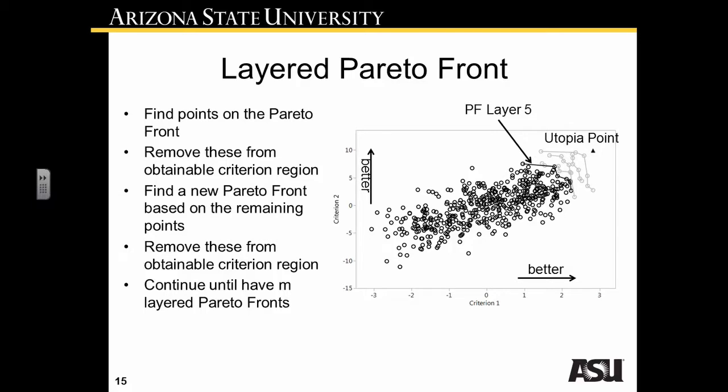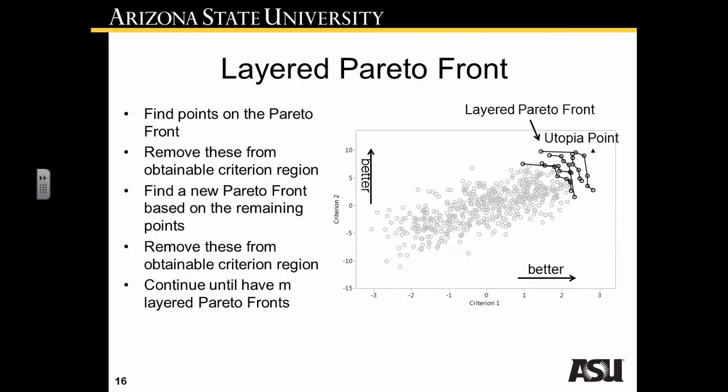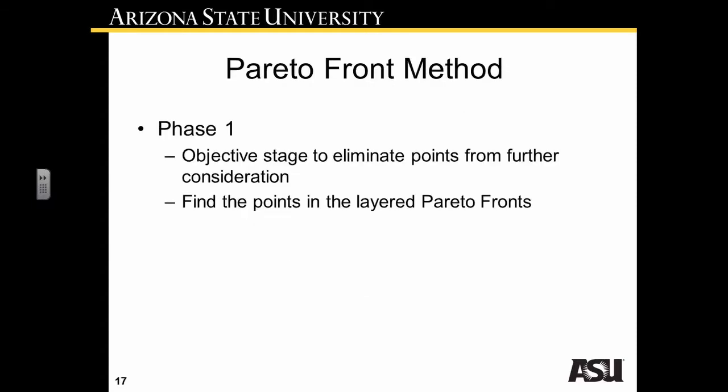And here's an example with 5 layers in our Pareto front. So here is our layered Pareto front, these points highlighted. Every other solution that's been grayed out has been eliminated from further consideration. Every solution in this region is beaten out by at least one solution in the layered Pareto front on at least one criterion. So we use these layered Pareto fronts to identify the top N items in this subpopulation. The general algorithm is divided into 2 different phases.